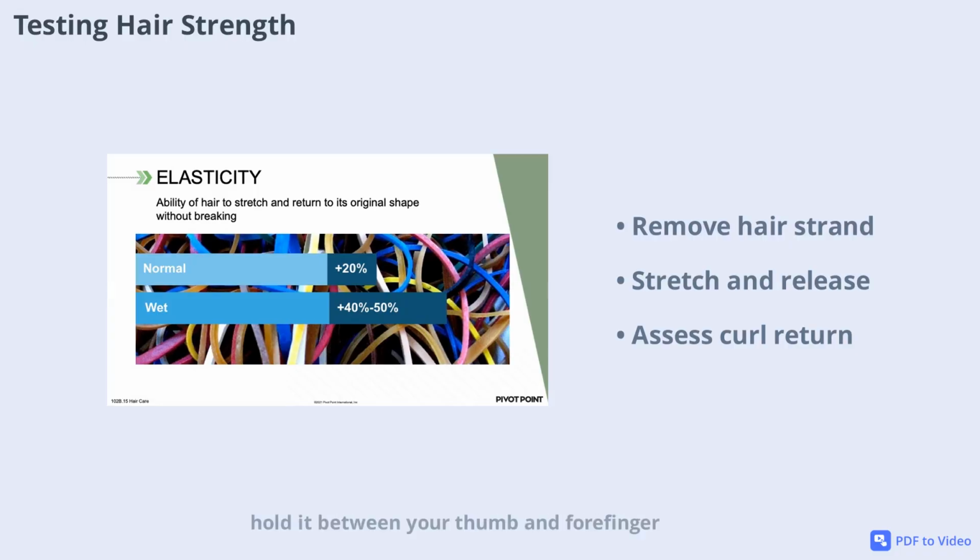To test the structural strength of hair, remove a strand from the side of the head, hold it between your thumb and forefinger, and run your nail along its length. Pull the hair taut for 10 seconds, then release. If the hair returns to its original curl pattern, it's in good condition. If it only returns halfway or less, it's structurally weak and may require special care.